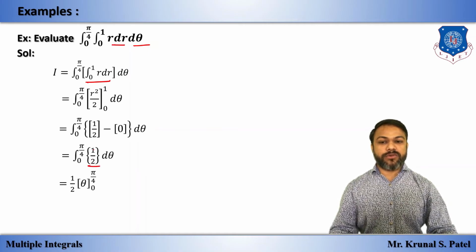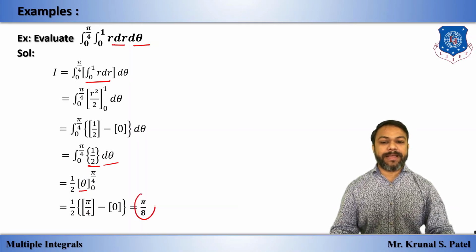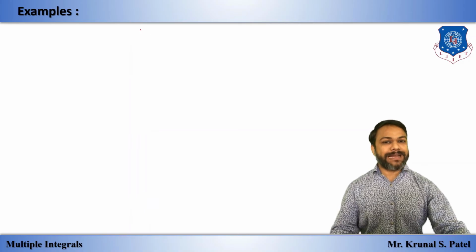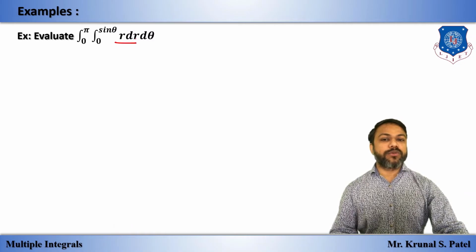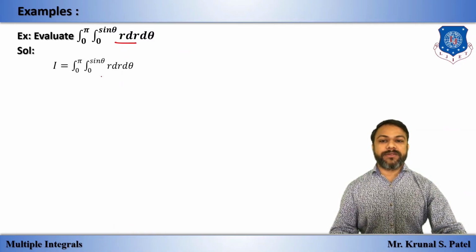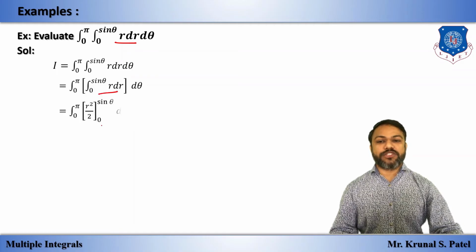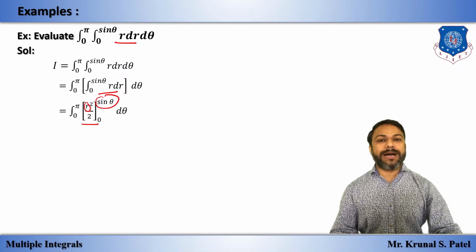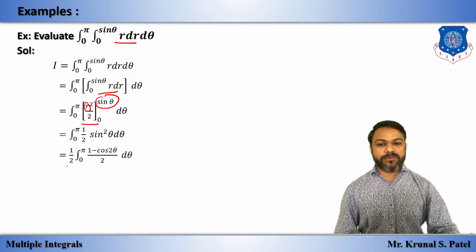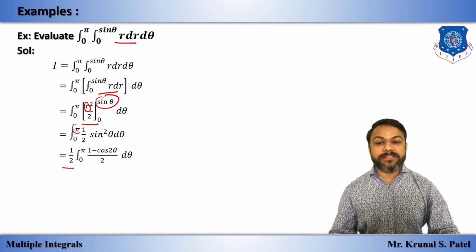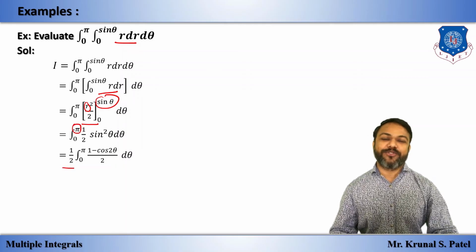1 by 2 taken outside, so the remaining is 1. Integration of 1 is theta with respect to theta. Upper limit minus lower limit, so the final answer is pi by 8. A simple example. Second example: as I told, we always integrate with respect to r first. Integration of r is r square by 2, with upper limit sine theta in place of r, so sine square theta by 2, and 0 will be 0. 1 by 2 outside, and the limit is 0 to pi, so we cannot apply the reduction formula.